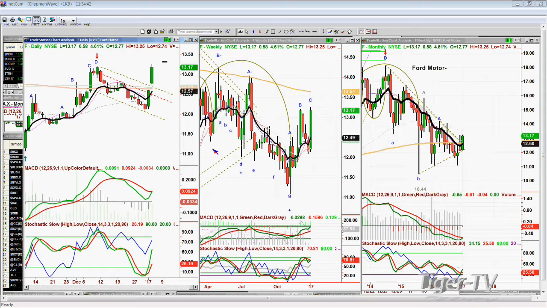Build a position over a period of months. That's really what I would say. Don't be in a rush to do it. Just slowly build a position in Ford and General Motors, because they're going to get buyers.